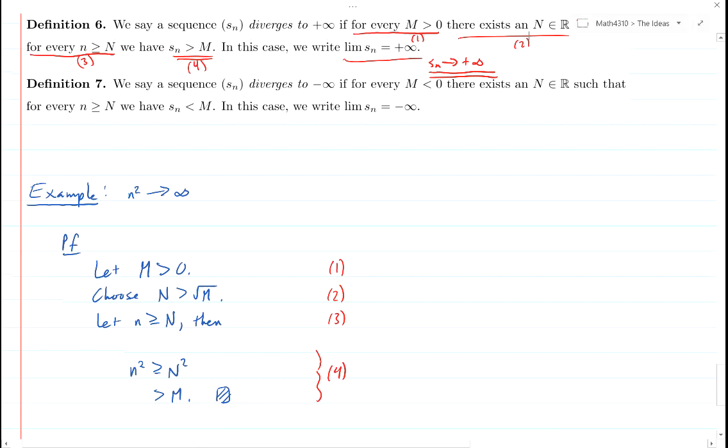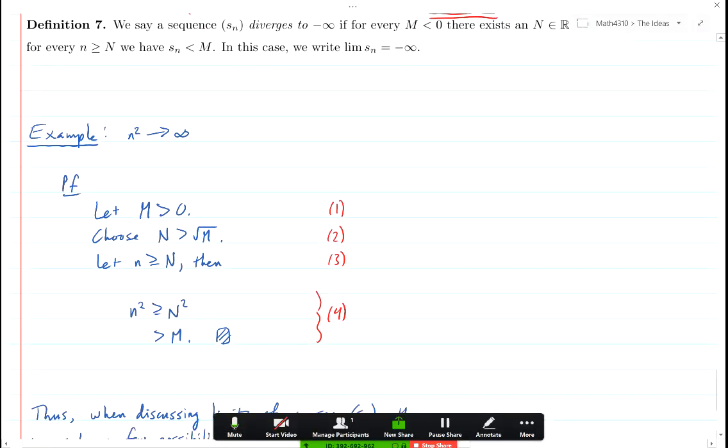I choose capital N because I have to have that there exists a capital N that's greater than the square root of capital M. And then I just let little n be greater than or equal to capital N, because my third step is, hey, for every little n greater than or equal to capital N, so I pick a little n, any n, as long as it's greater than or equal to capital N. Formally, we write let little n be greater than or equal to capital N. And then our conclusion follows, step 4. We just do the algebra. Pretty simple proof that n squared diverges to positive infinity.